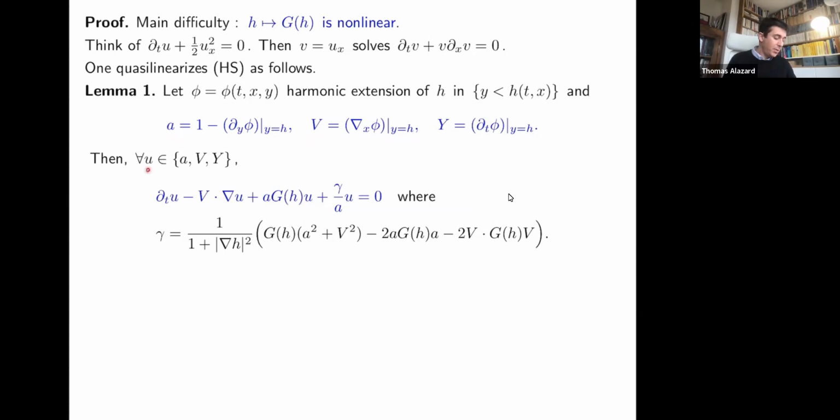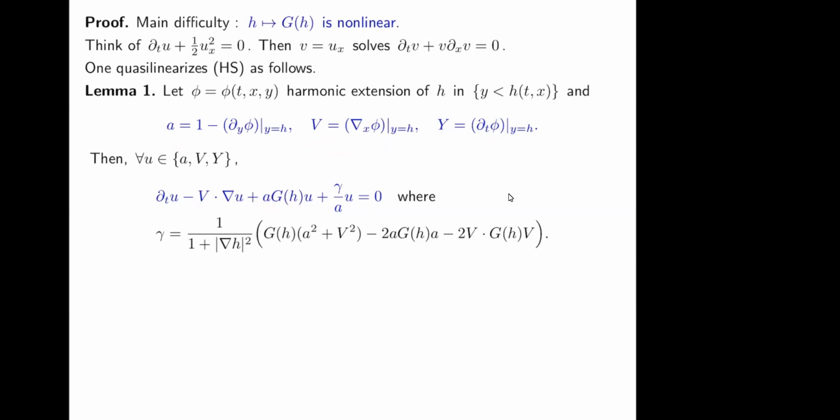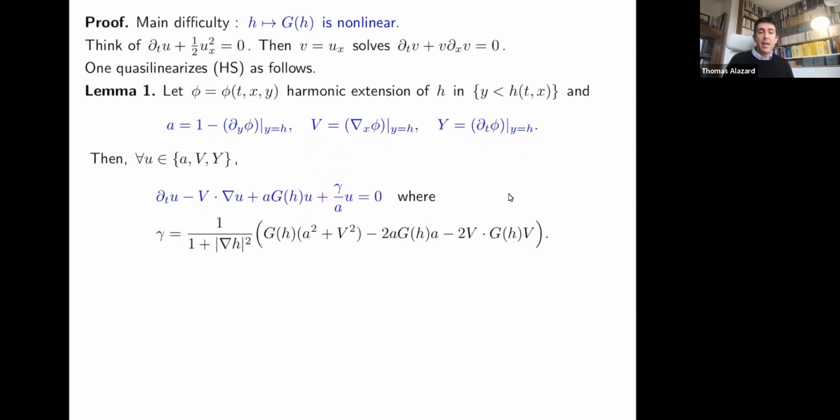Namely, if you denote any of these three unknowns by U, it will satisfy this equation: dtU minus V gradient U plus A GH U plus gamma over A U is equal to 0. In this equation, the coefficients are capital V and A, which are defined here, here and here. And gamma is this function defined in terms of H, A, and V.